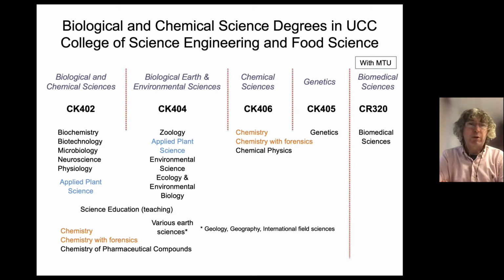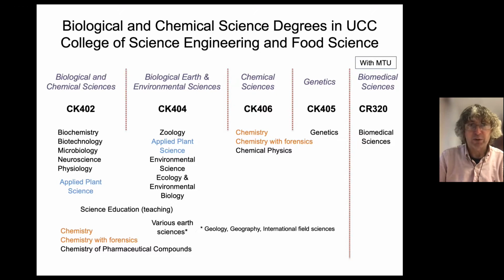I'm the Programme Director for Biological and Chemical Sciences, and I just wanted to take a couple of minutes to explain the organisation of our biochemical and chemical science degrees in UCC, in the College of Science, Engineering and Food Science, because it can be a little bit confusing at first glance. So we have a number of different programmes that go both by their names and their CAO codes. And you can see these listed on your screen here.